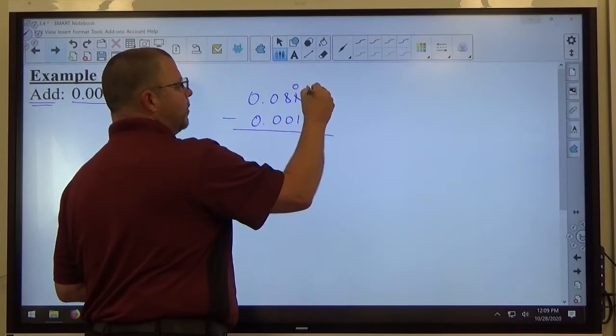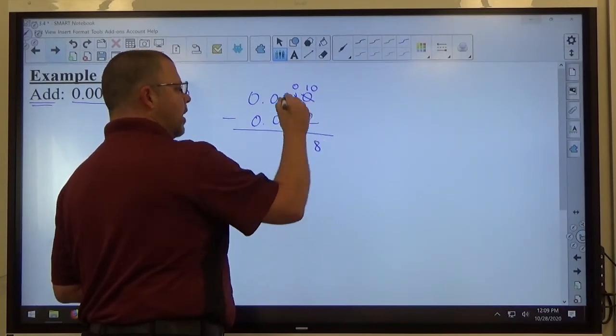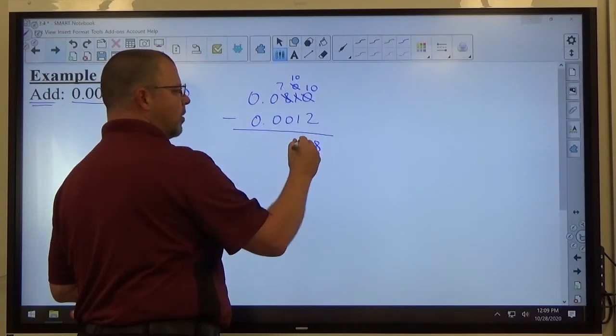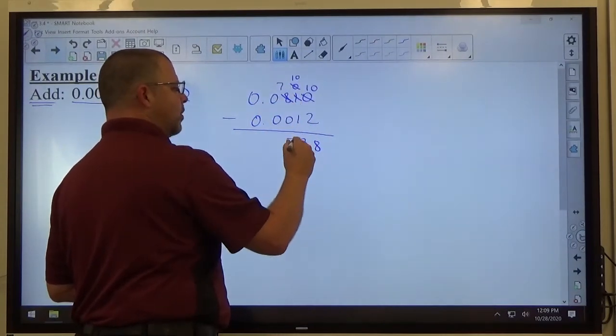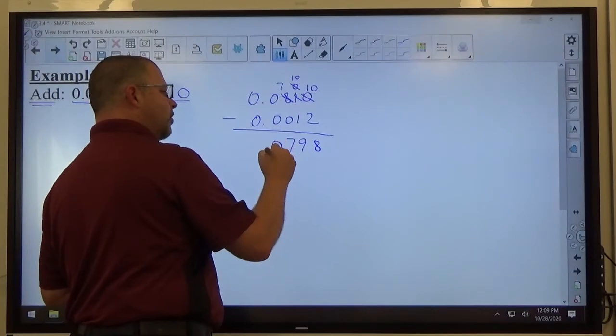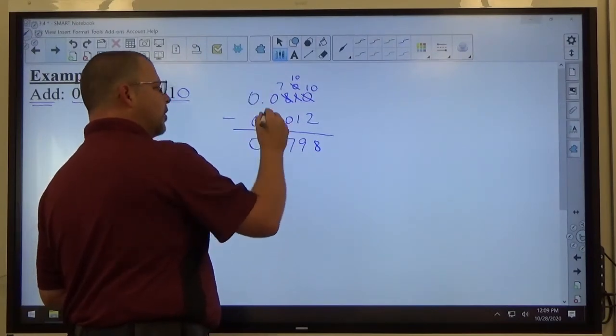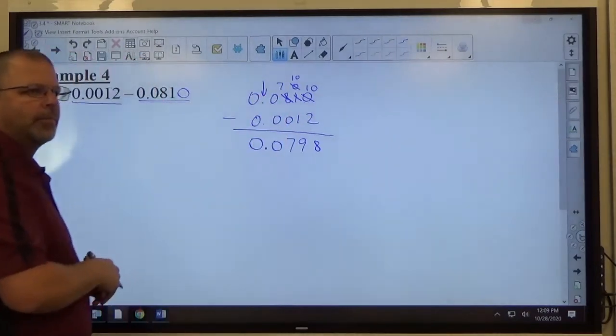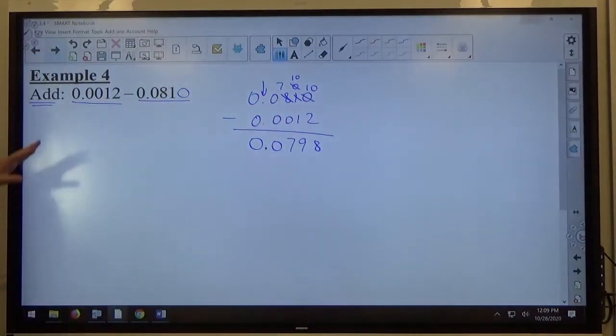I borrow 10. 10 minus 2 is 8. I borrow 1 makes this 7. I make 10 more, that's 10. 10 minus 1 is 9. 7 minus 0 is 7. 0 minus 0 is 0. 0 minus 0 is 0. The decimal points are in this column, so I'm going to bring that decimal point straight down. So the correct answer to the subtraction is 0.0798.